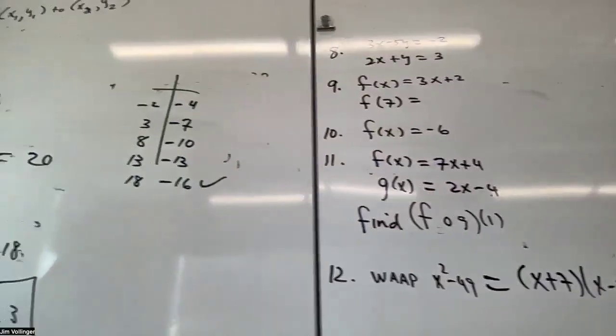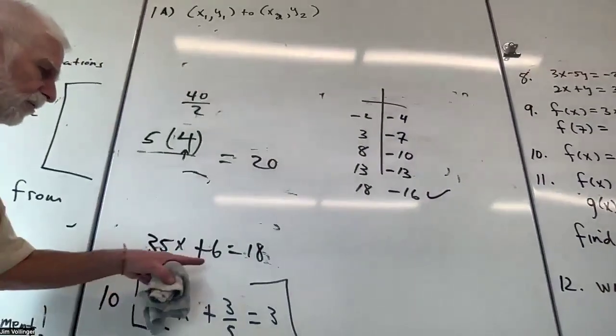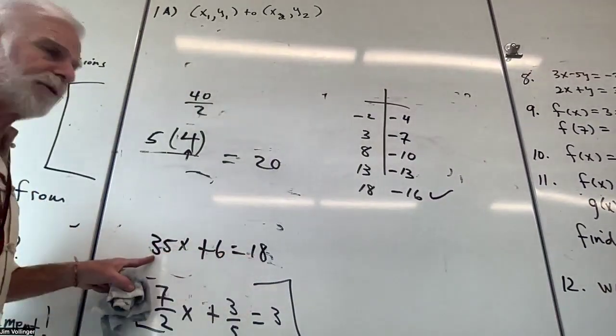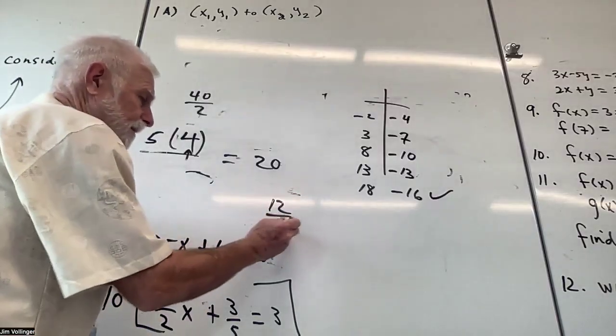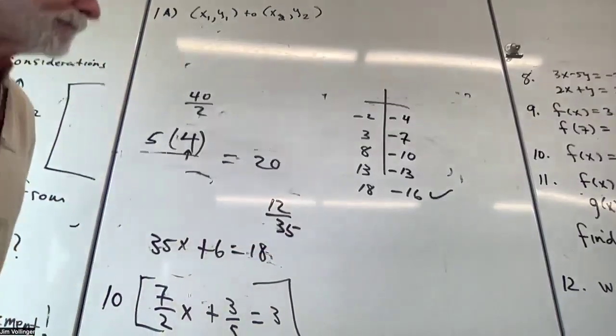Well, do it in your head. Get some practice here. All right, so what are you going to do with it? Subtract 6, 12 divided by 35. Just put it on your answer key.